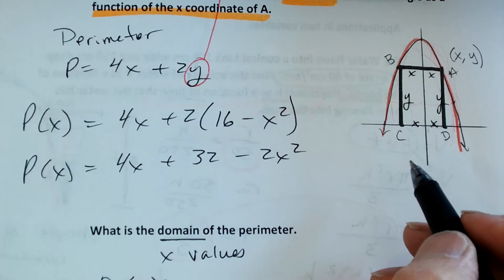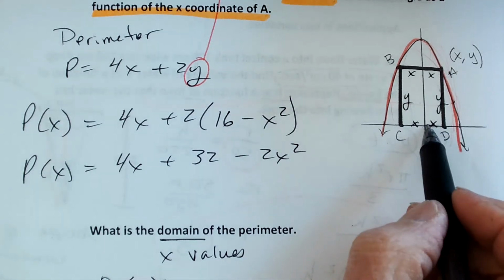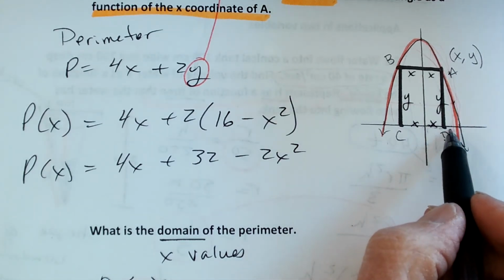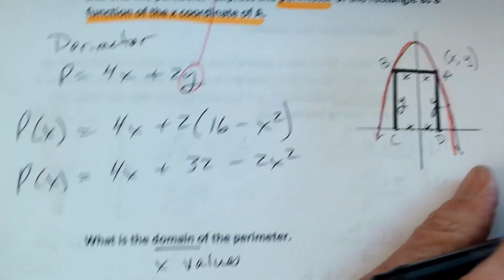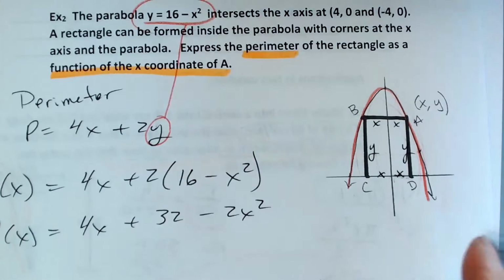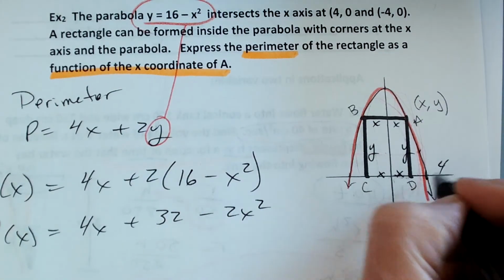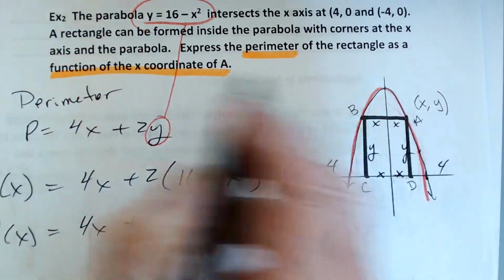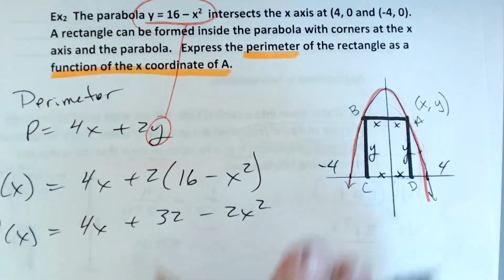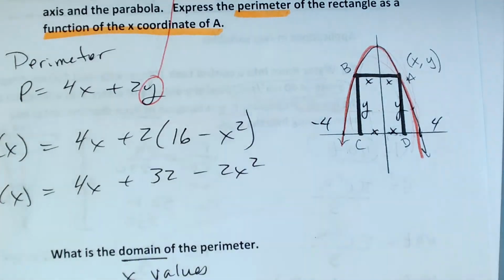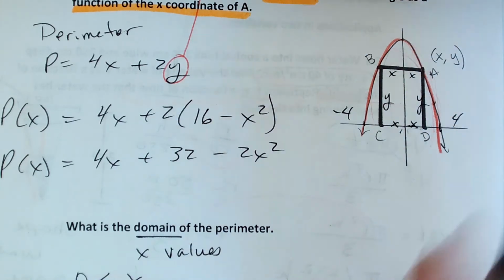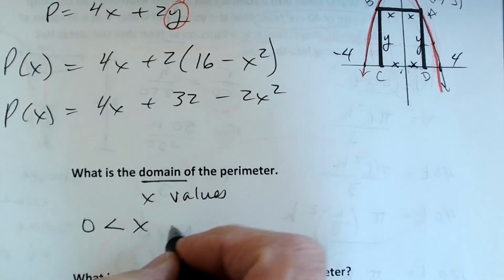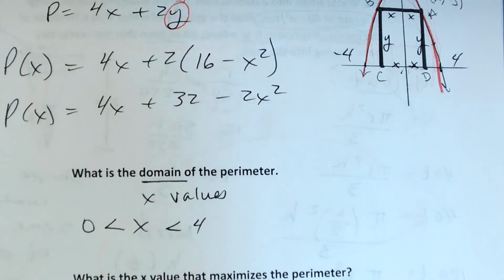You guys okay with that? What's the biggest x can be? x can go all the way over to right here, right? Well, that would have to be 4. I know that from the parabola, right? So if the x value is all the way here at 4, it can't equal 4 because then we wouldn't have a rectangle, so I'm going to say less than 4, okay? So that's my domain, all the values of x, okay?